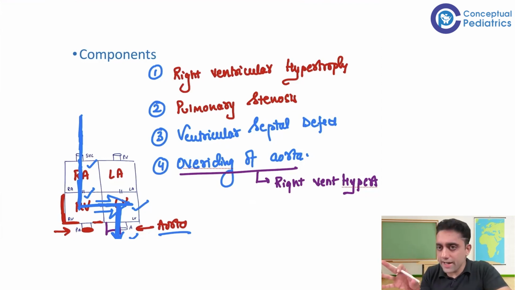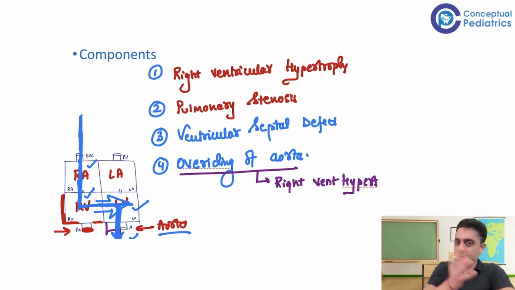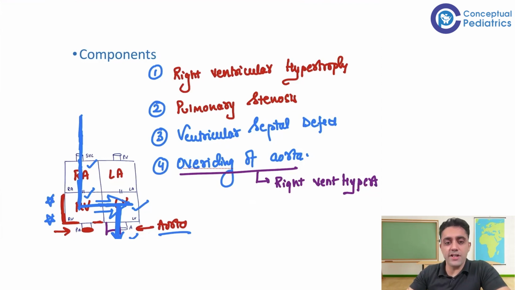There was an overriding of the door, and that is why there is going to be back pressure, and that is why we have right ventricular hypertrophy, RVH.